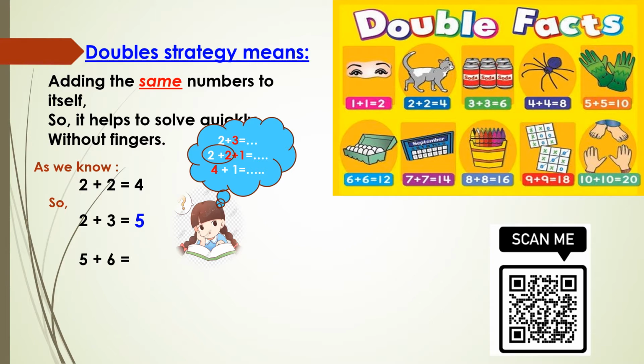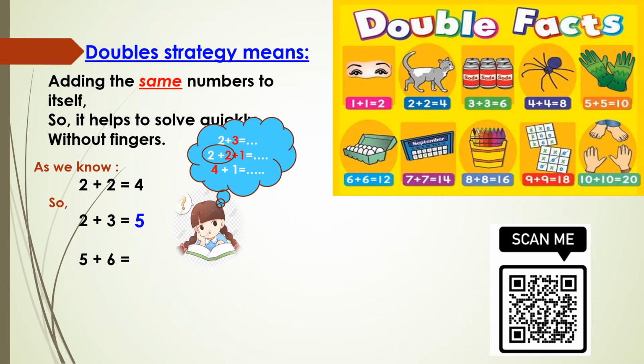The next example, 5 plus 6. We want to solve 5 plus 6 using doubles strategy. You may say 5 plus 6 equals 11. Yeah, I know. But I want to calculate it using double facts to help me calculate faster. First, you have to ask yourself, 5 needs what to be double? 5 needs another 5 to be double.